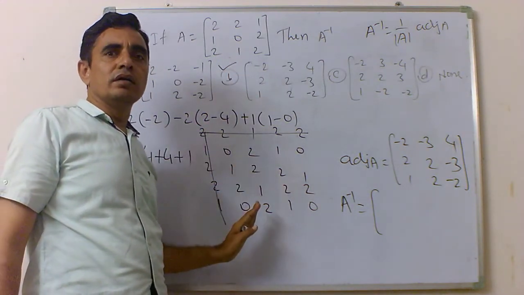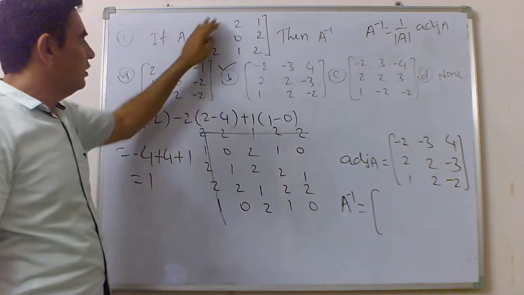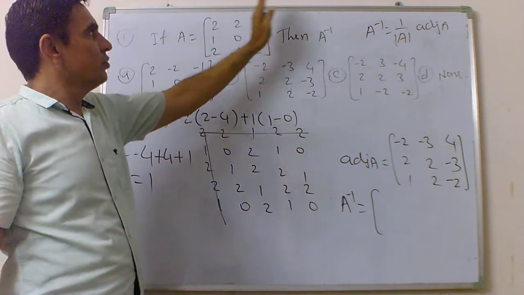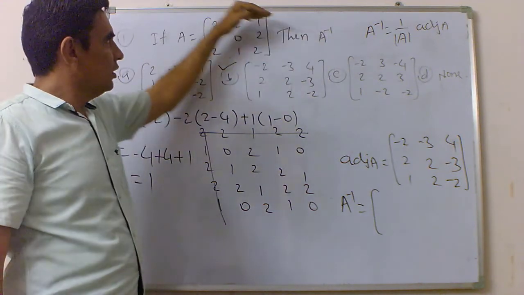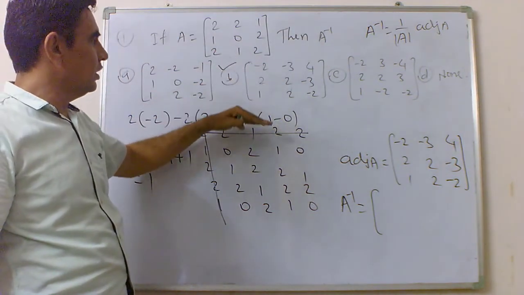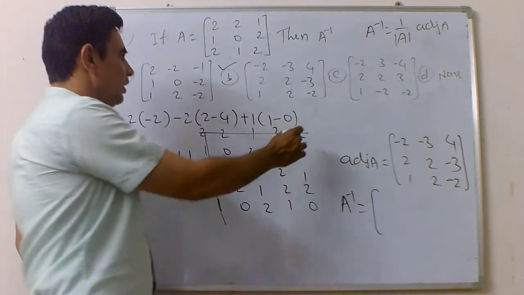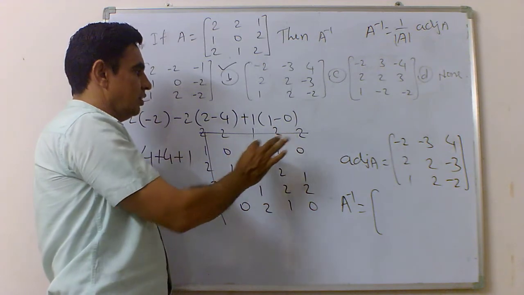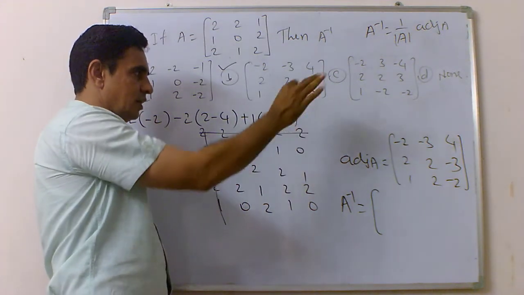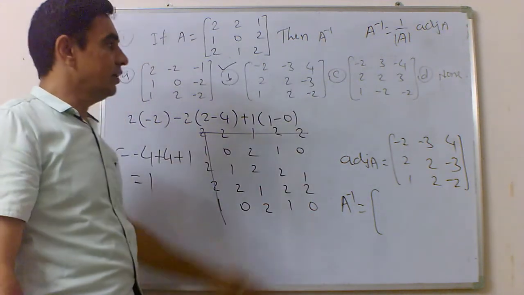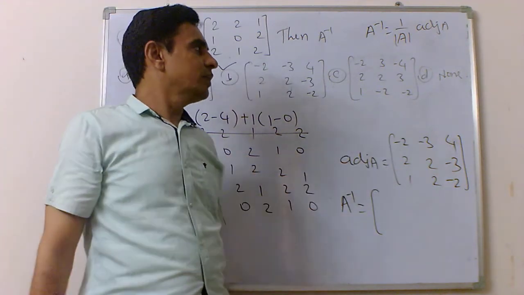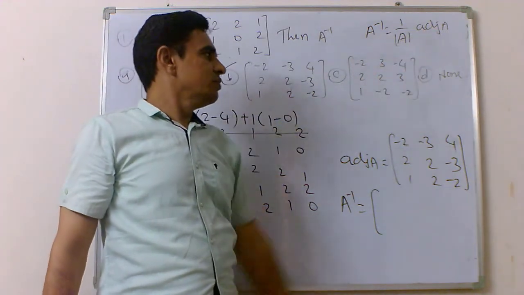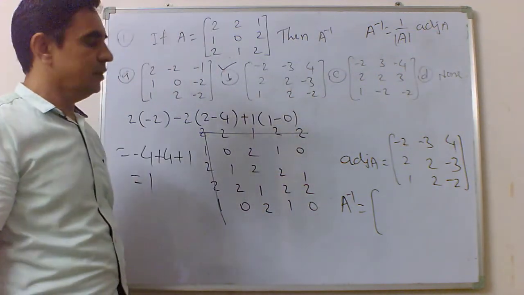In this method, we write these elements and then write two columns consecutively after the third column, then write two rows consecutively after the third row. Eliminate the first row and first column and then take the second order determinant row wise and write the elements column wise. You get the adjoint of the matrix. After finding the adjoint of the matrix, you write the inverse of the matrix by using this formula, right?